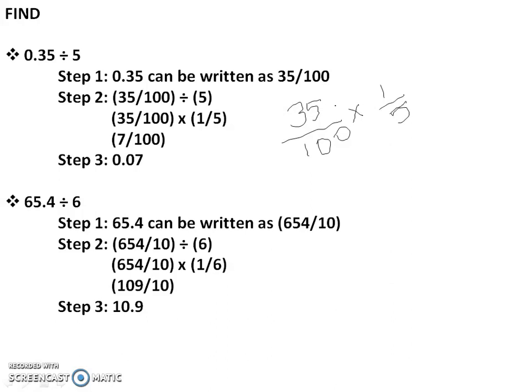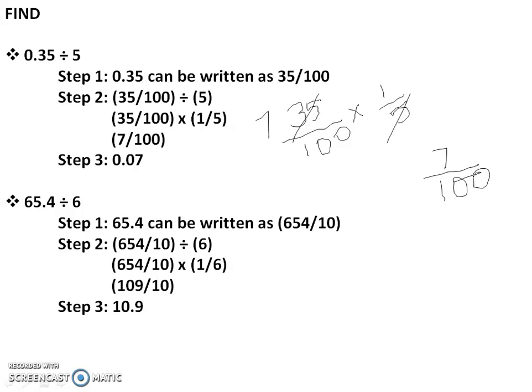Now you can see I can cancel 35 and 5. How can I cancel? 5 sevens are 35. So what is remaining? 7 by 100 is remaining. 7 by 100, 7 divided by 100. You know how to divide by 100, right?